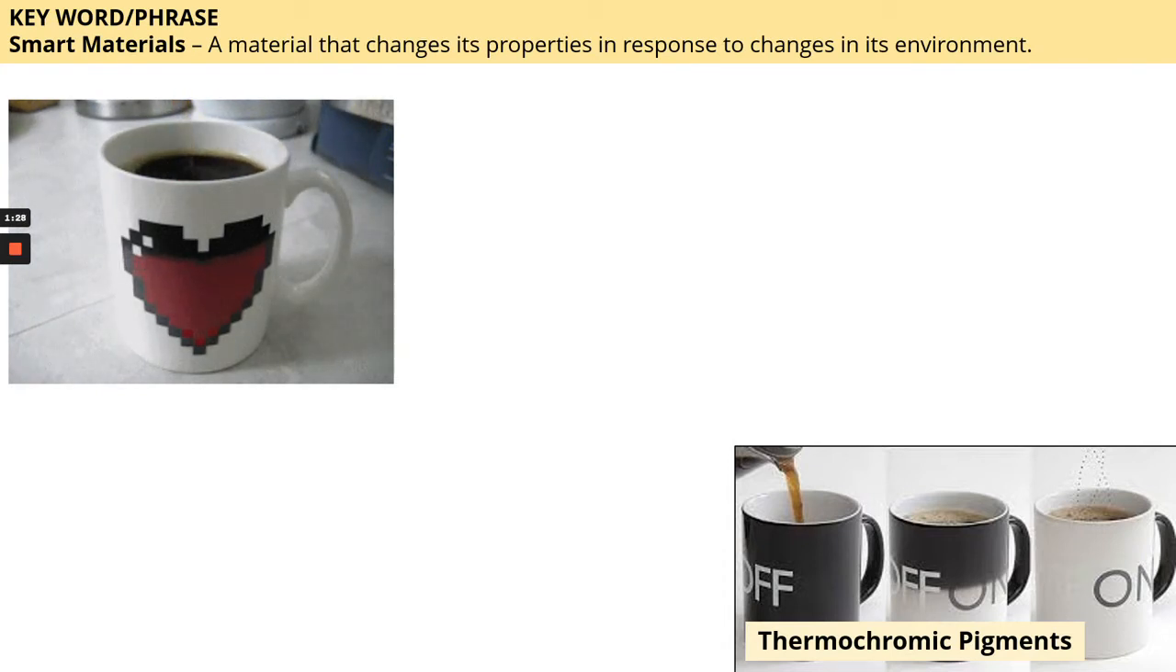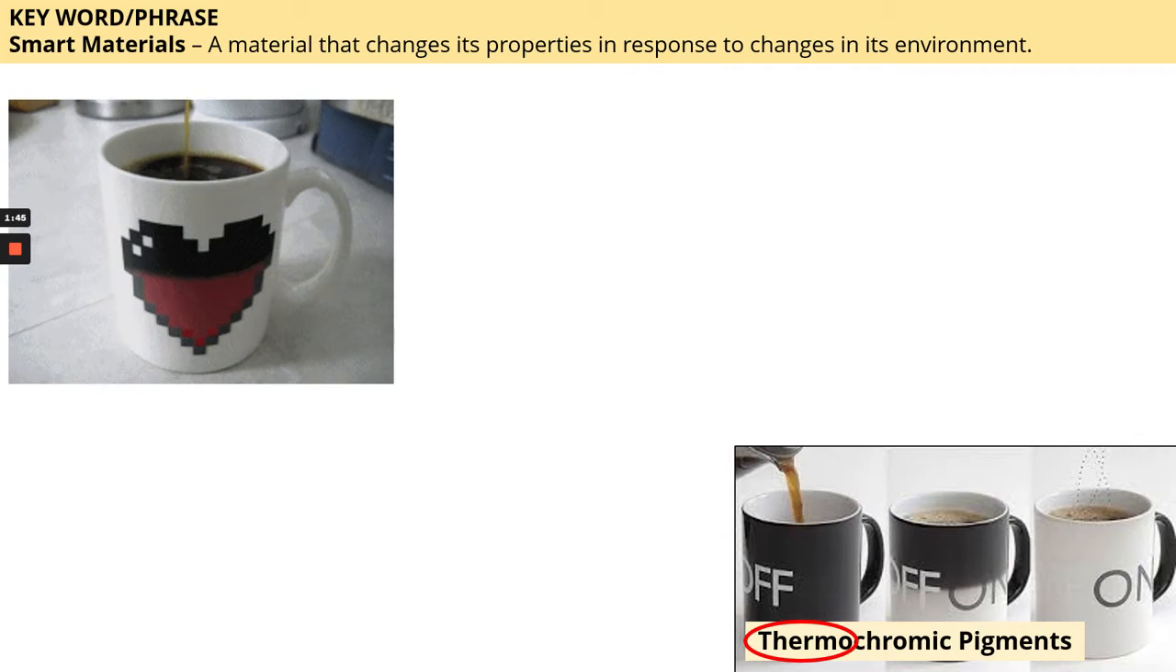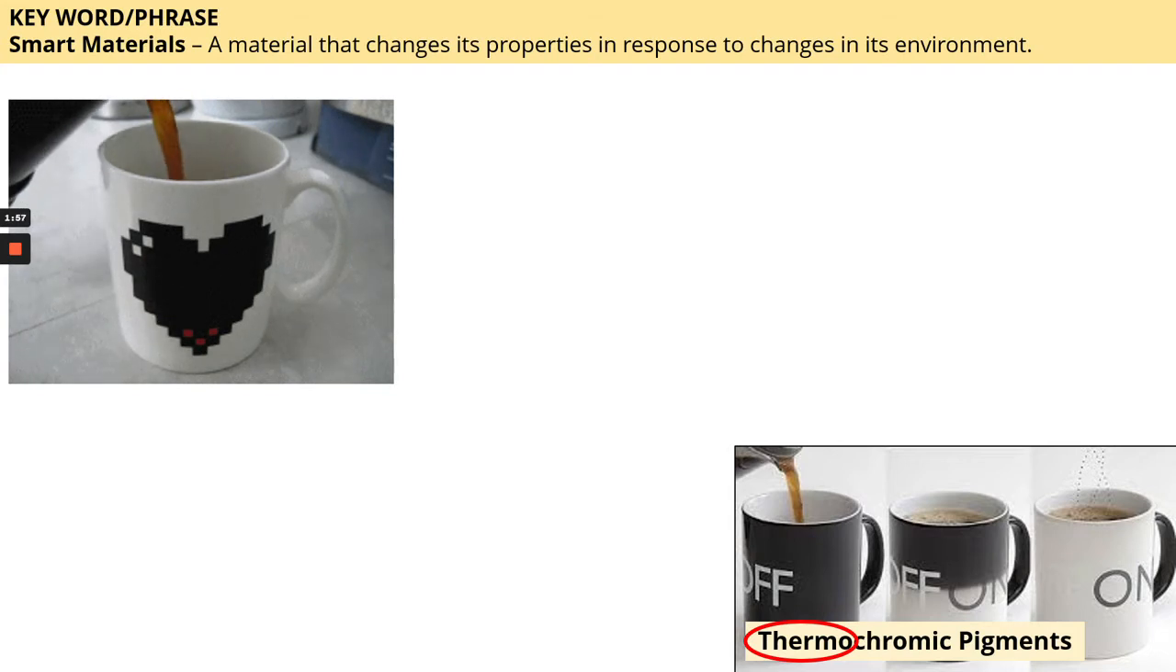So the first one we're going to look at are thermochromic pigments. So thermo, that first part of the smart material, what does that mean? What does that tell us? What does that make us think about? So for me, thermo instinctively makes me think of heat, of warm clothing, thermos flasks to keep things warm.